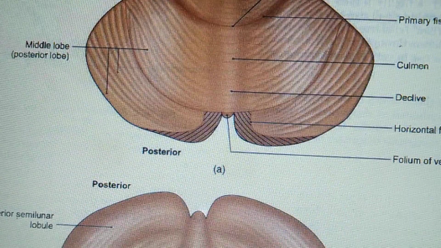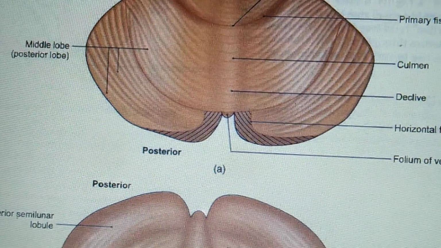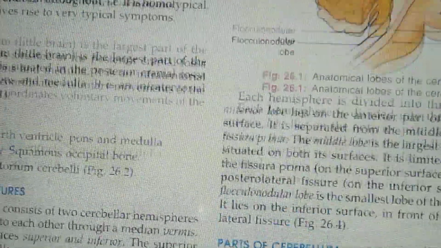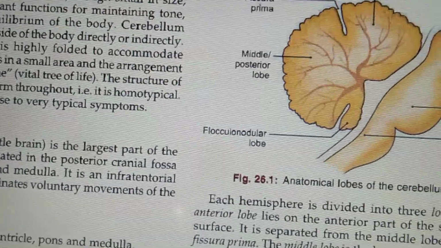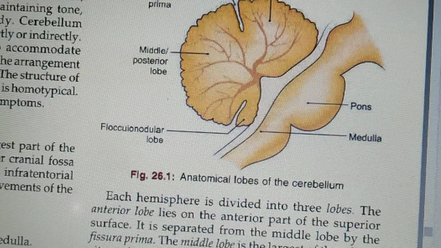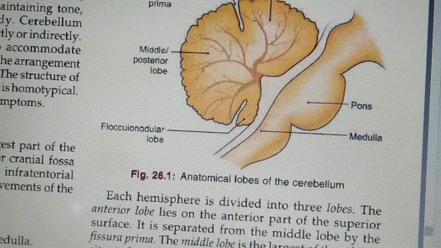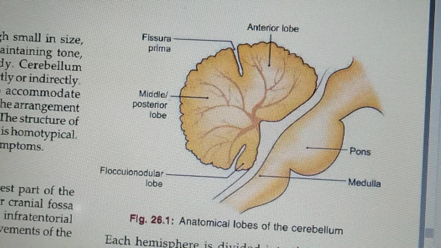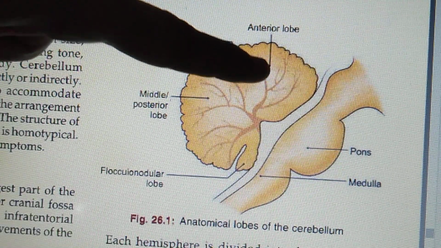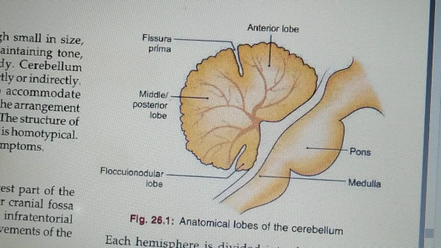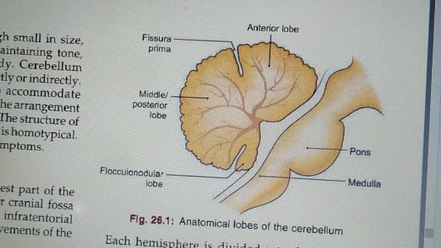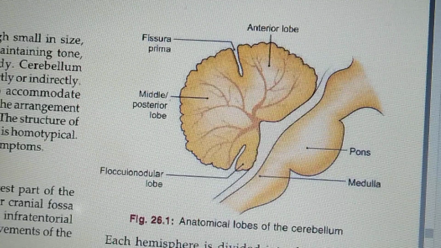Now each hemisphere is divided into three lobes. Here you can see the three lobes very nicely shown: the anterior lobe, the middle or posterior lobe, and the flocculonodular lobe. The anterior lobe lies on the anterior part of the superior surface, and it is separated from the middle lobe by a fissure called the fissura prima or primary fissure.